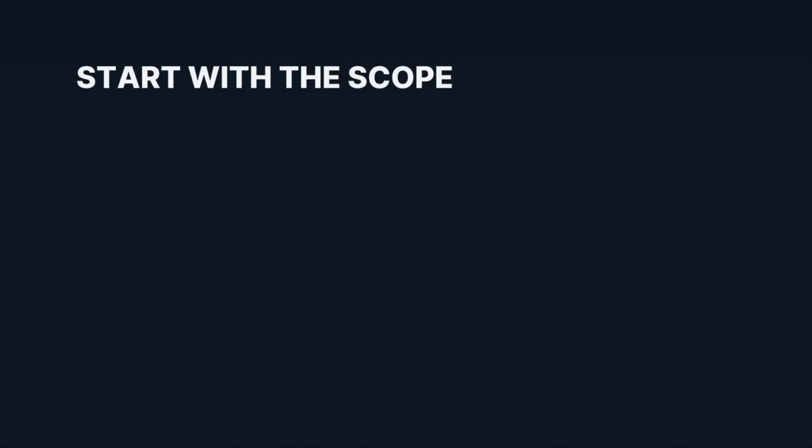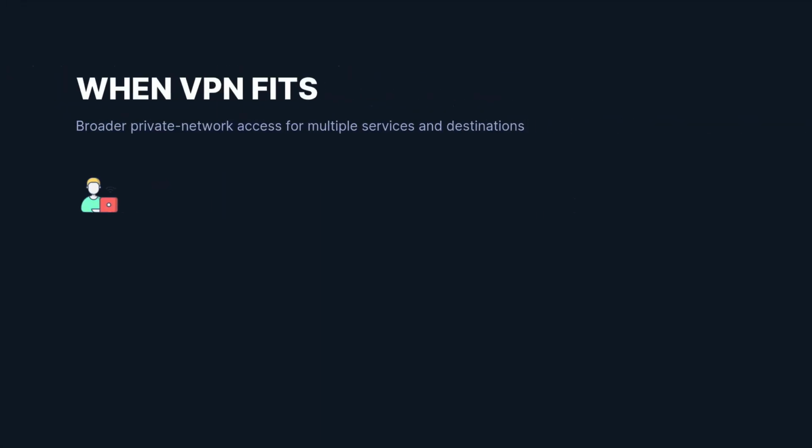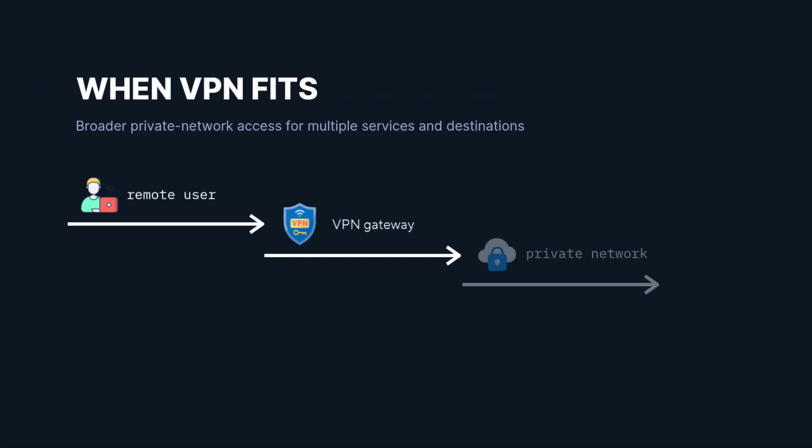Start with the scope. Some tasks need access across a private network. Others need an authorized engineer to reach one Linux device for a specific support or operations task. A VPN can be the right fit when an authorized user needs broader private network access, multiple services, or several destinations that already belong to the same operating workflow.